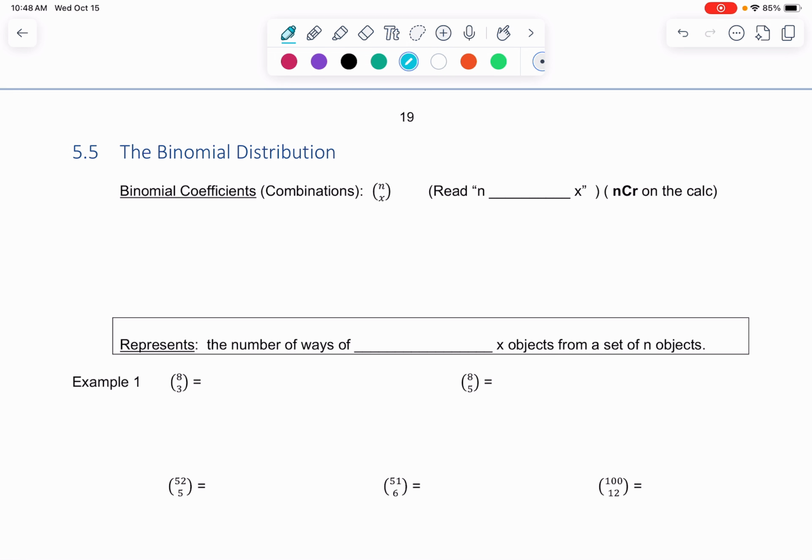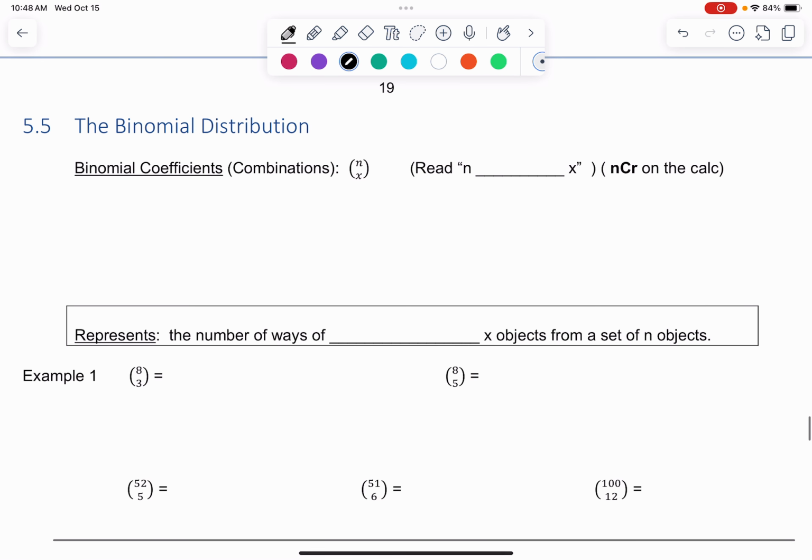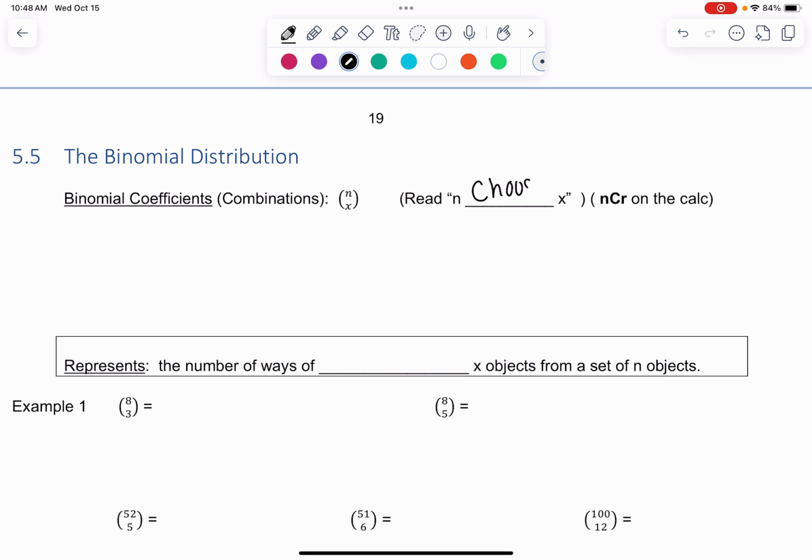Section 5.5, binomial distribution. We're going to start with a new calculator function, and then we'll start talking about what the binomial distribution is. So we're going to start with this new function. It kind of looks like a fraction. It's n over x in parentheses. We read it as n, choose x. I'll show you on the calculator in a moment.